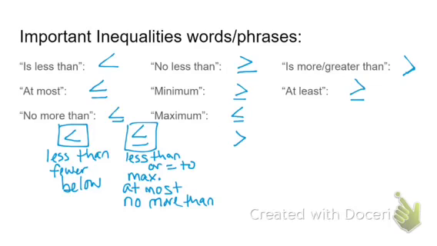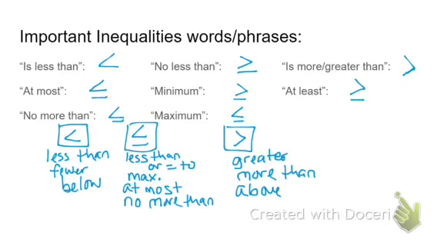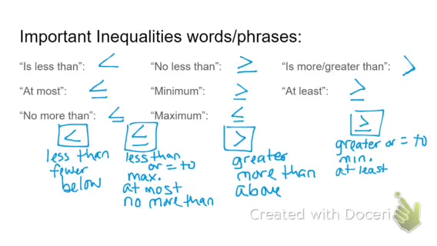The greater than symbol, we're going to say greater than, more than, or above. If we see the greater than or equal to symbol, we're going to say greater than or equal to, the minimum, at least, or no less than.